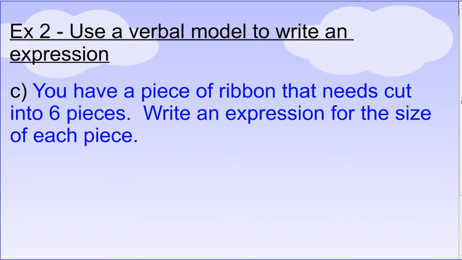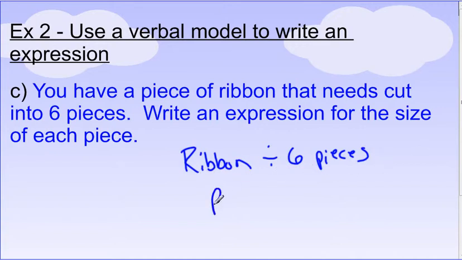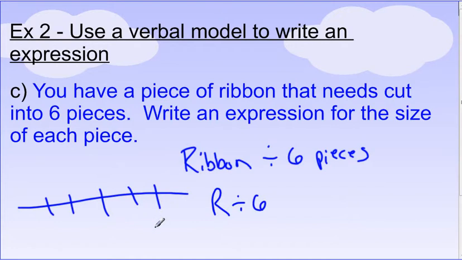Okay, so what you should have done, the verbal model that I would use is, I would say you take your ribbon and you need to cut it into 6 pieces. So you are dividing it into 6 pieces. So this is our verbal model. We don't know how big the ribbon is to begin with, so the ribbon divided by 6, that gives you how big each piece is. There's your ribbon. 1, 2, 3, 4, 5, 6. Yeah, there's my 6 pieces. So I'm dividing it by 6.